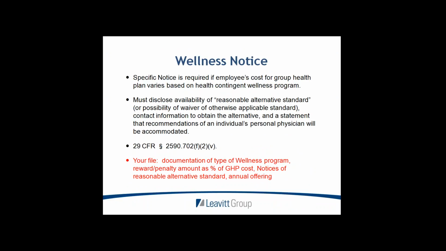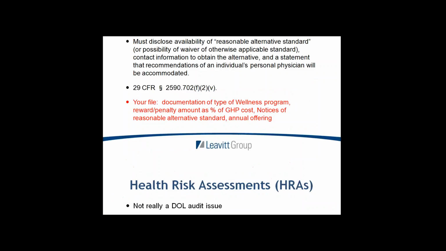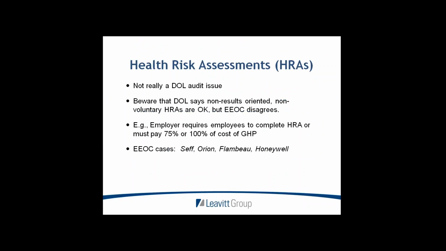So you'll want to have in your file documentation of what your wellness program requirements are and the reward or penalty amount if it's a percentage of the group health plan cost, and also notices of the reasonable alternative standard that basically just says if the participant can't meet the standards for medical reasons or their personal physician recommends that they not have to do that, that there are reasonable alternative standards available that the person can meet. So that's something you definitely want to document if you have a wellness program.